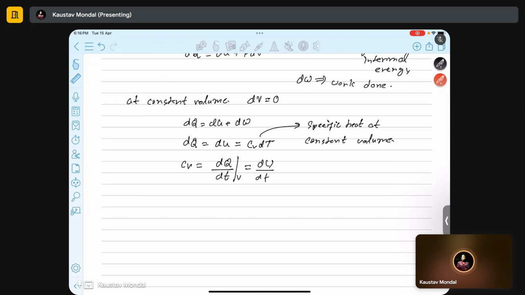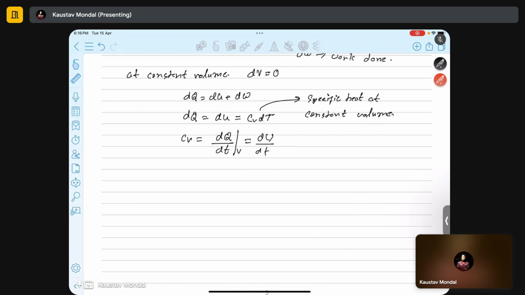So for n moles of an ideal gas, du should be nCv dT. This is the expression of du in terms of Cv. We actually need this relation for later use. So this is at constant volume.